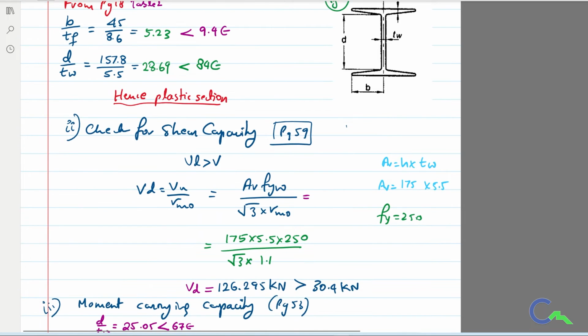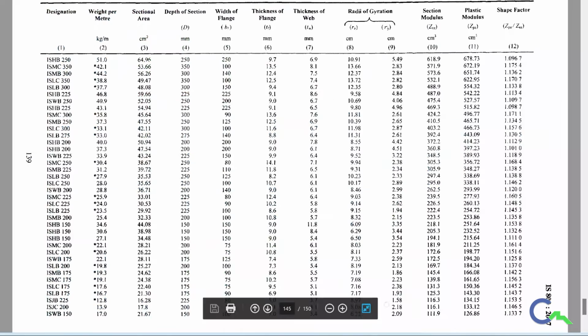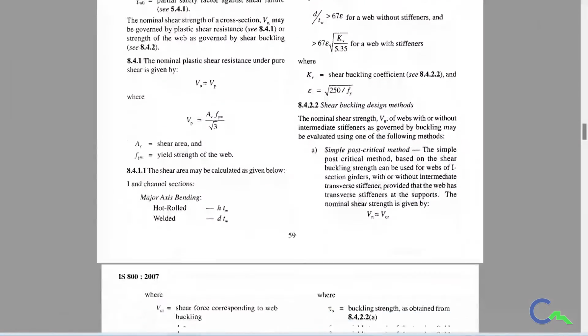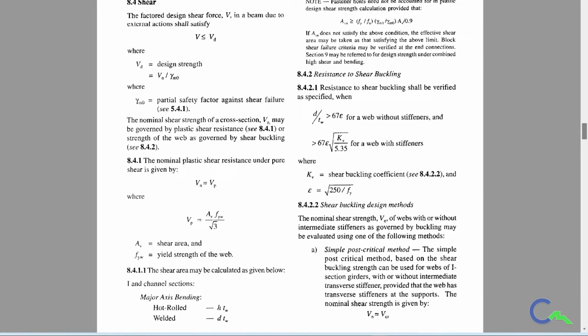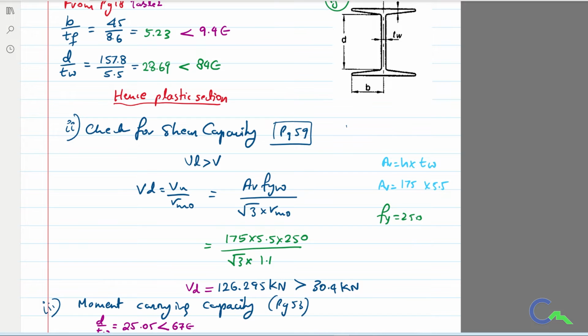The second check is the check for the shear capacity. If you go to page number 59, let us refer to that page in IS-800. Yeah, here we have the formula. First, the design strength is given by Vn divided by gamma m naught, where Vn is the nominal shear strength and gamma m naught is the factor. Vn is given by Av into Fy divided by root 3. What is Av? Av is nothing but the area of the web, so for that we have to do H into TW.